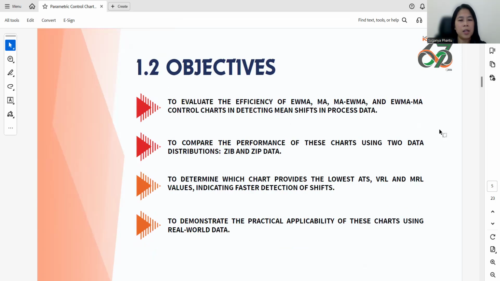The objectives of this research are as follows. First, to evaluate the performance of four control charts: MA, EWMA, MA-EWMA, and EWMA-MA. Second, to compare their performance under two zero-inflated distributions, zero-inflated binomial and Poisson. Third, to identify which chart provides the fastest signal when a process shift occurs. Finally, to demonstrate the practical usefulness of these charts using real-world data.